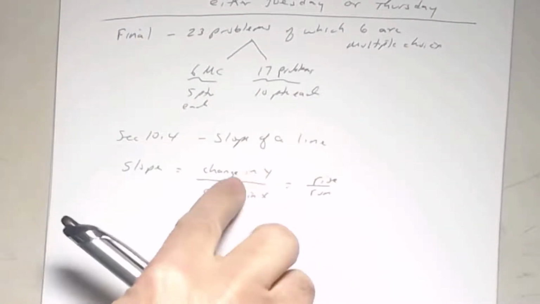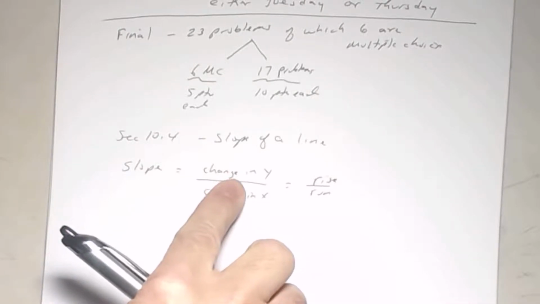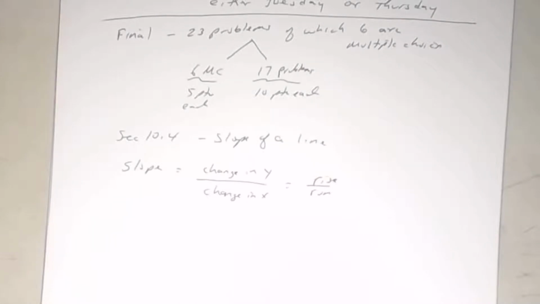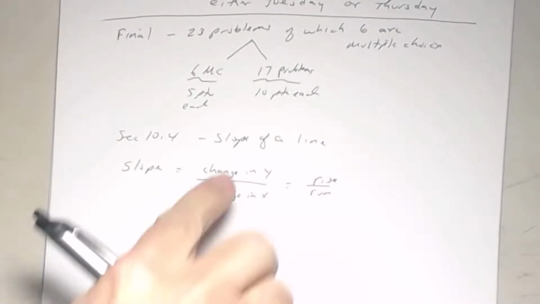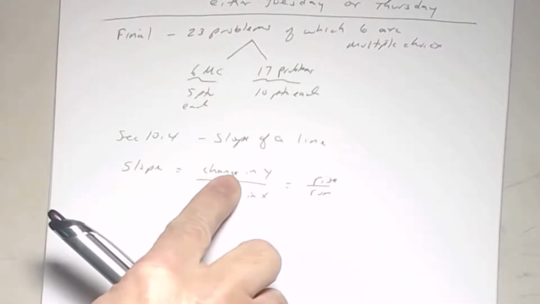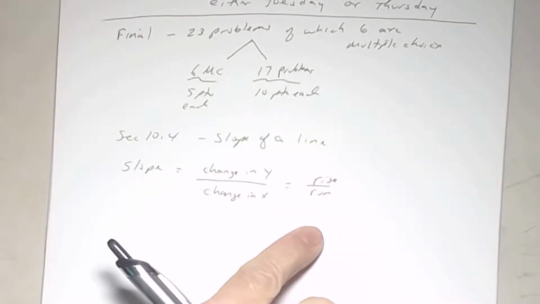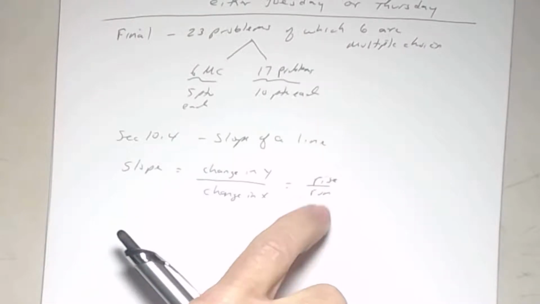So the rise, remember the y-axis goes up and down? So notice in the numerator you see change in y. It's easy to remember. Rise, the axis that goes up and down is the y-axis, so in the numerator you have change in y. The x-axis is the one that goes horizontal, so it's kind of like you're walking or running on level ground. That's a change in x. So rise over run. But remember, the rise is in the numerator, the run's in the denominator.